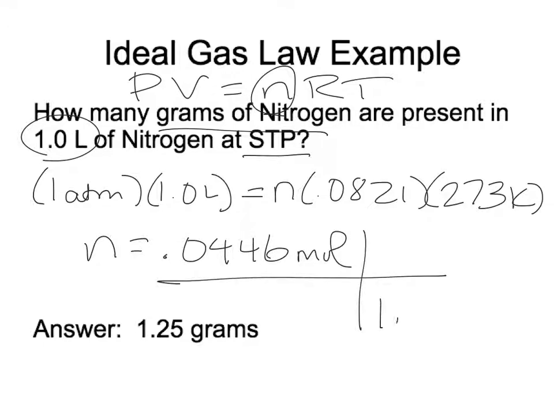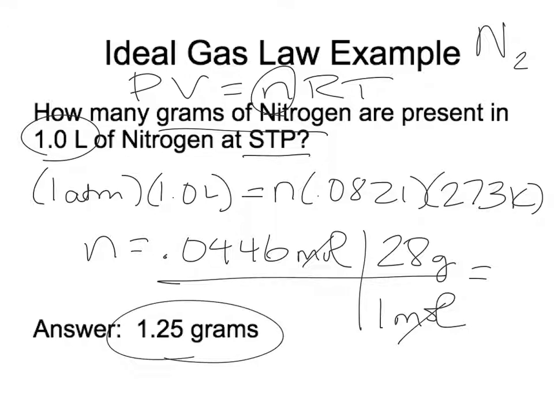And then we're going to convert, and remember that nitrogen is diatomic. It's not going to be 14. It's N2, so not 14, it's 28, and you should get 1.25 grams.